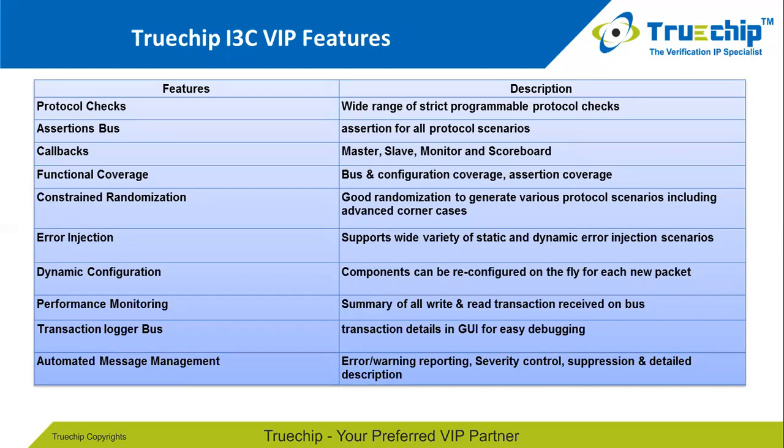Support for dynamic configuration is available. Components can be reconfigured on the fly for each new packet. It provides a summary of all the transactions received on the bus along with the real-time bus transaction details in a log file. Message management, error or warning reporting can be controlled by changing their severity level or by suppressing it. Every error or warning has a unique error ID and a detailed description of the error, which will be helpful in debugging.